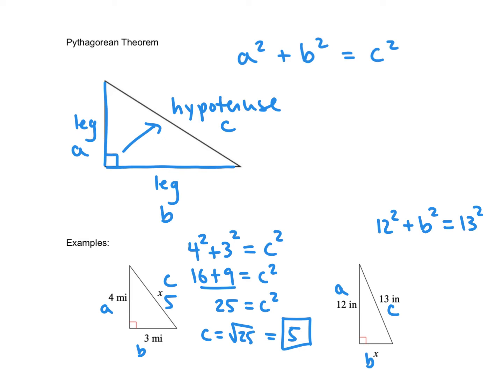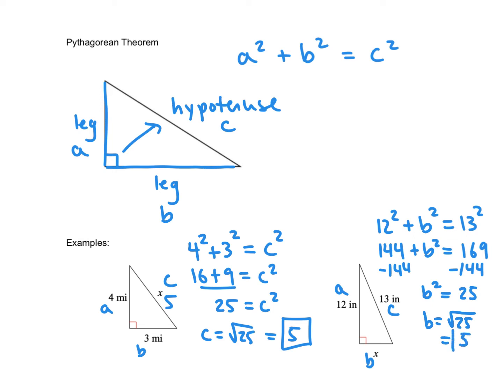So calculating my exponents, 12 squared is 144 plus b squared equals 169. Subtract 144 from both sides, and we get b squared equals 25. And so b is going to be the square root of 25, which is 5.